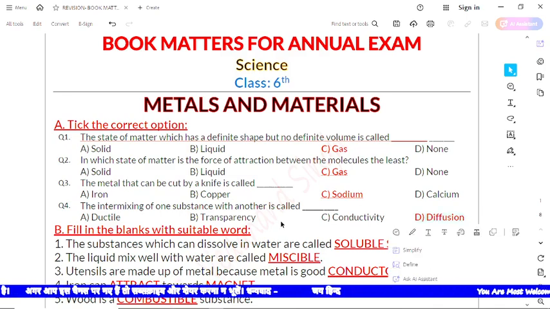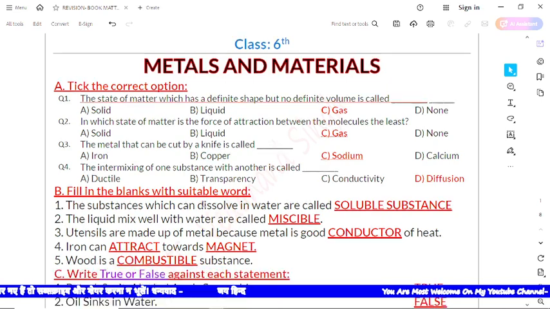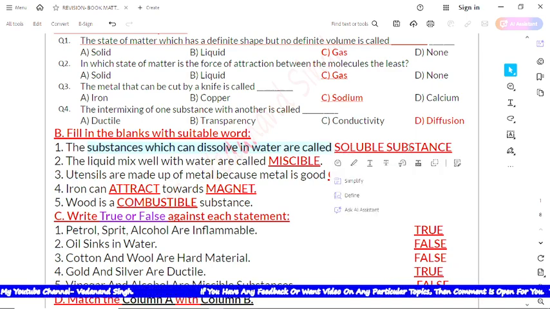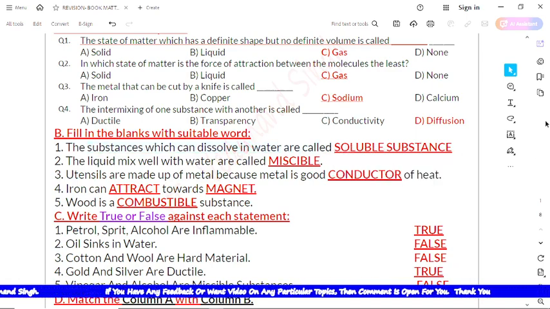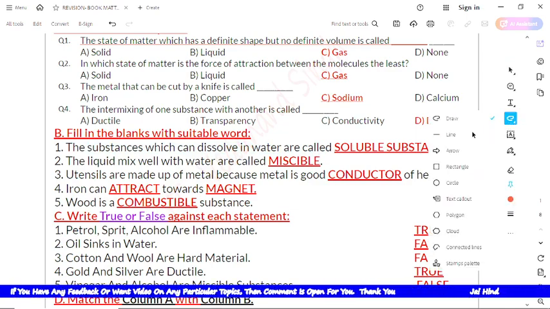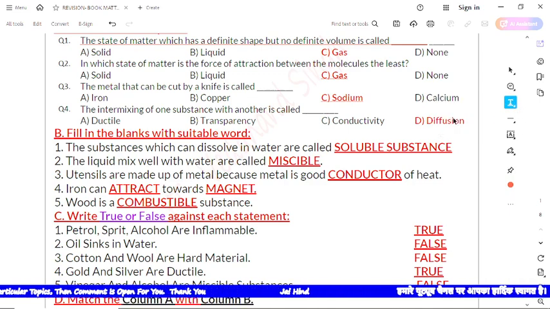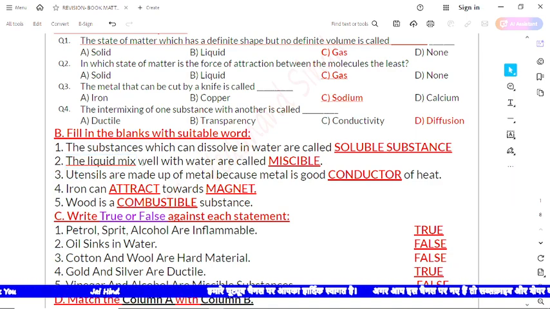Now the next, the B part of the question: fill in the blanks with a suitable word. Means you have to fill up the blanks with the suitable words. The substances which can dissolve in water are called dash. That is soluble substances. It is known as soluble substances. Now next, the liquids mixed with water are called miscible.